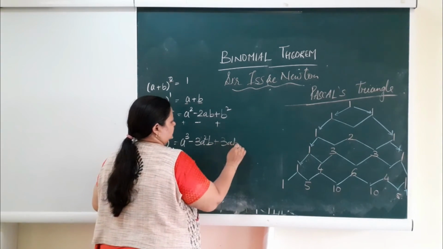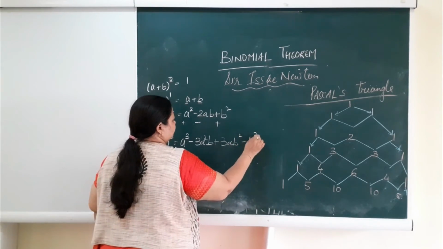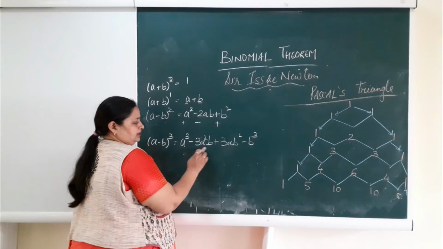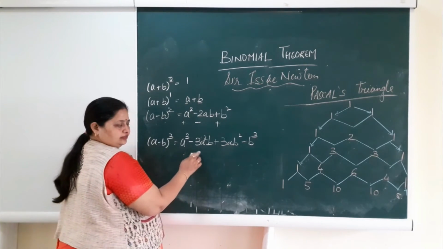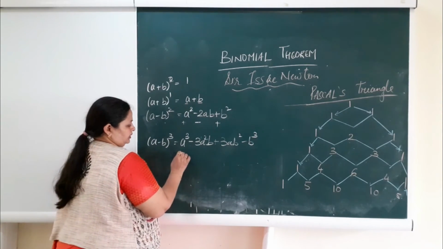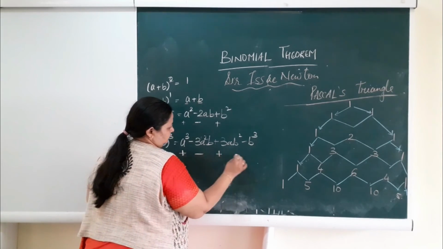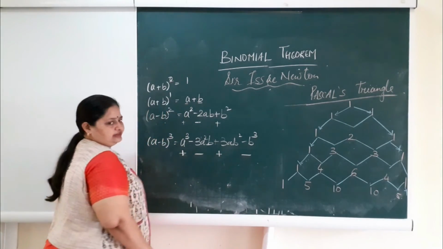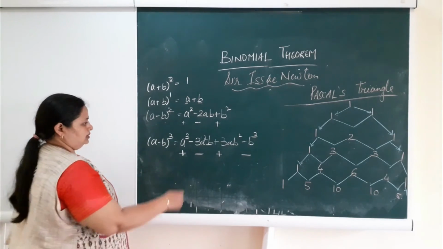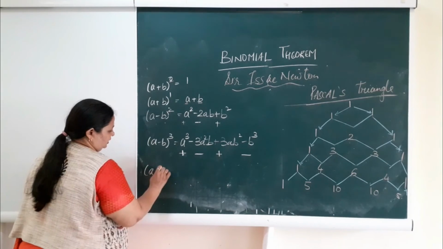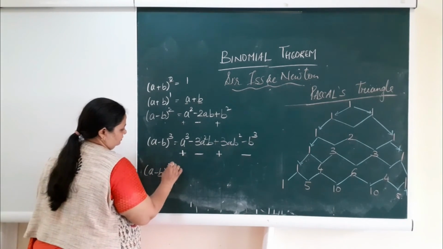Now here if you observe, the signs are alternate. Positive and negative signs are alternate. This is positive, this is negative, then again a positive, then again a negative sign. Okay, so let's try writing the expansion of a minus b raised to the power 5.